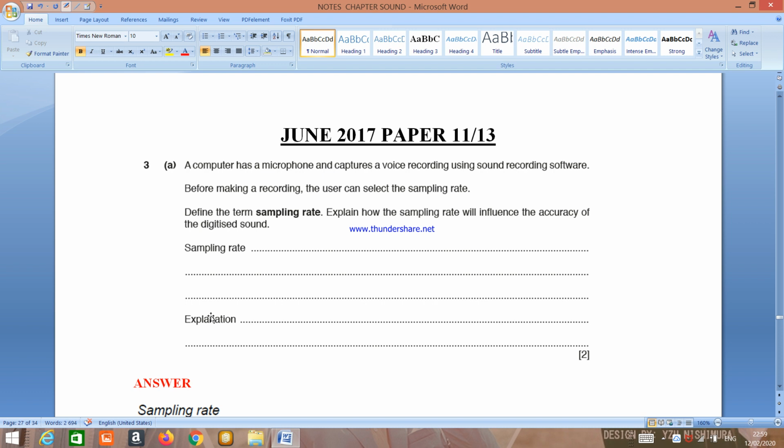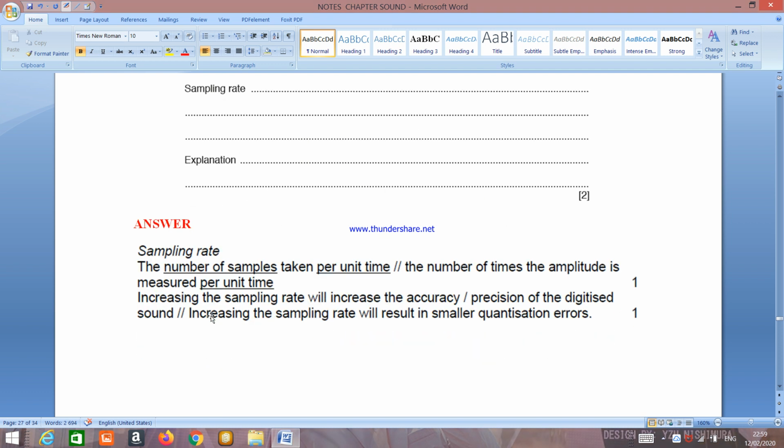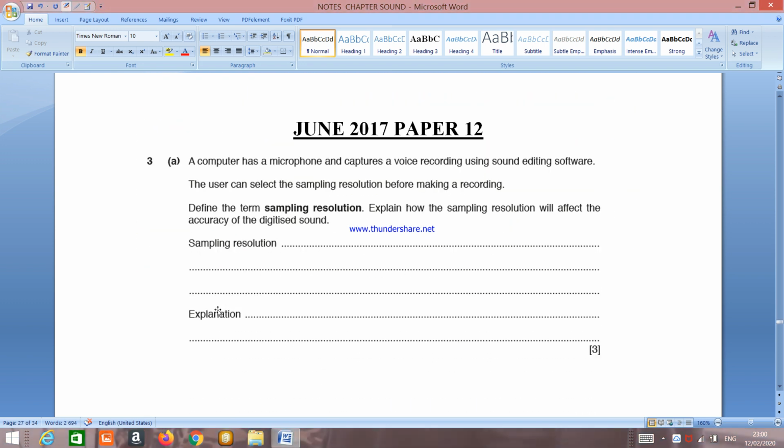This one defines the term sample rate. Sample rate is the number of samples taken per unit time, the number of times the amplitude is measured per unit time. Increasing the sample rate will increase the accuracy and precision of the digitized sound. Increasing the sample rate will result in a smaller quantization error.